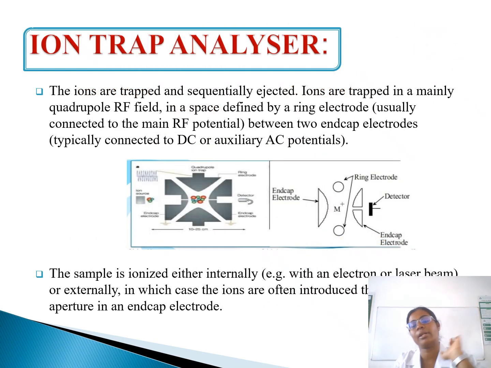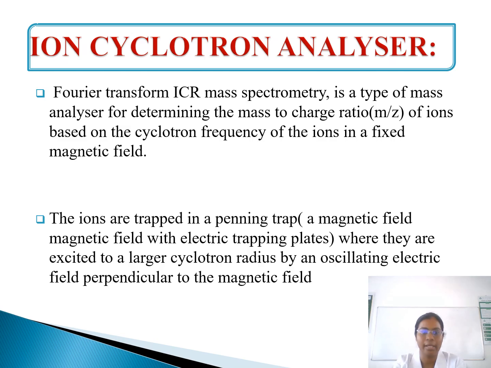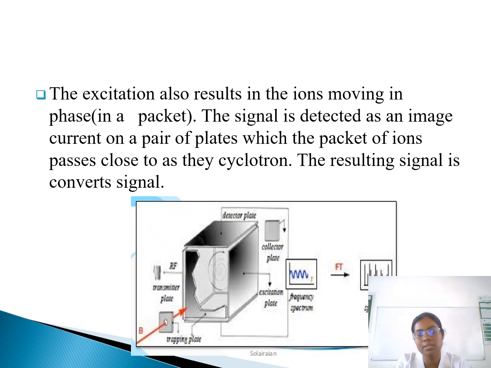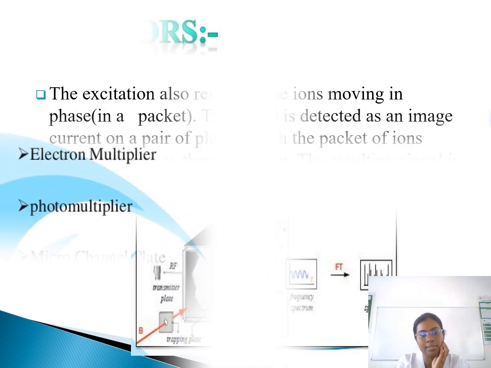And the ion trap analyzer is one of the analyzers in mass spectroscopy. The ions are trapped and sequentially ejected. These ions are trapped mainly by a quadrupole RF frequency in a space defined by a ring electrode. This is also one type of analyzer. And the ion cyclotron analyzer is used to analyze ions. And finally, this is the diagram of the analyzer.